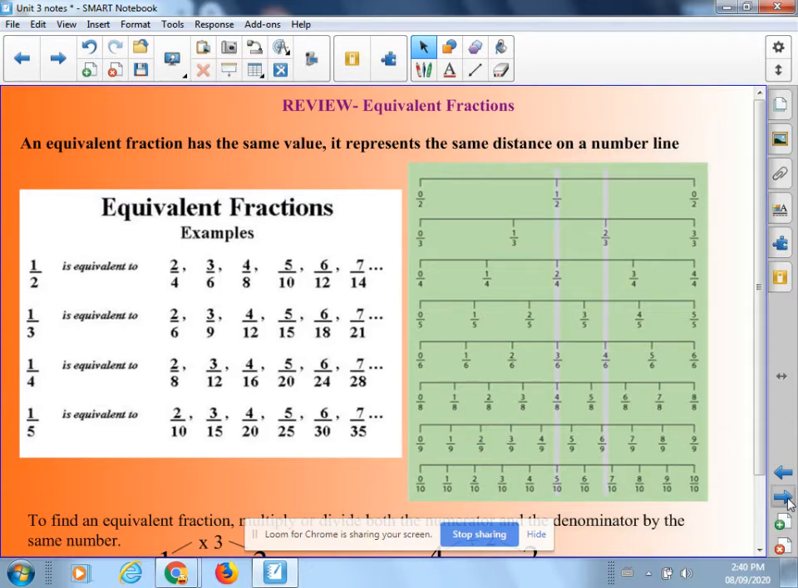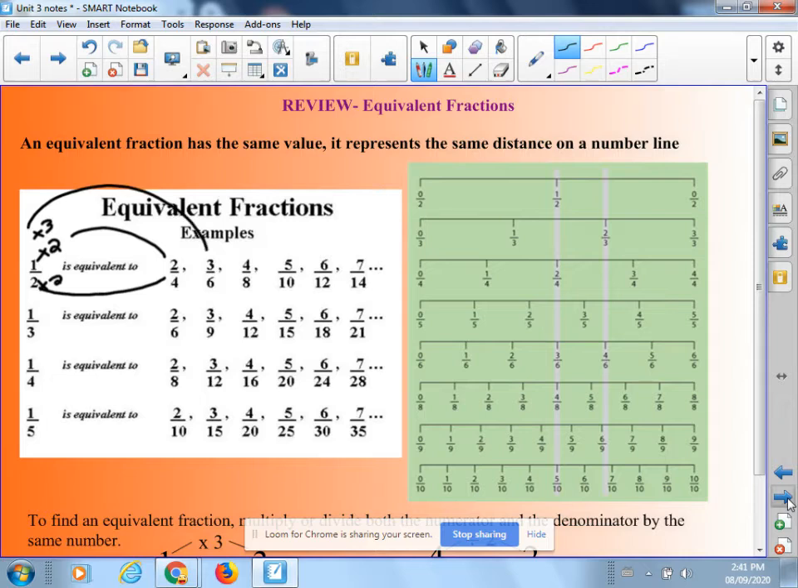In order to find an equivalent fraction, you have to multiply or divide the numerator and the denominator by the same number. So 1/2 to 2/4, I said 1 times 2 is 2, and 2 times 2 is 4. I could equally have said 1 times 3 is 3, and 2 times 3 is 6. So when I multiply or divide the numerator and the denominator by the same number, I have found an equivalent fraction.